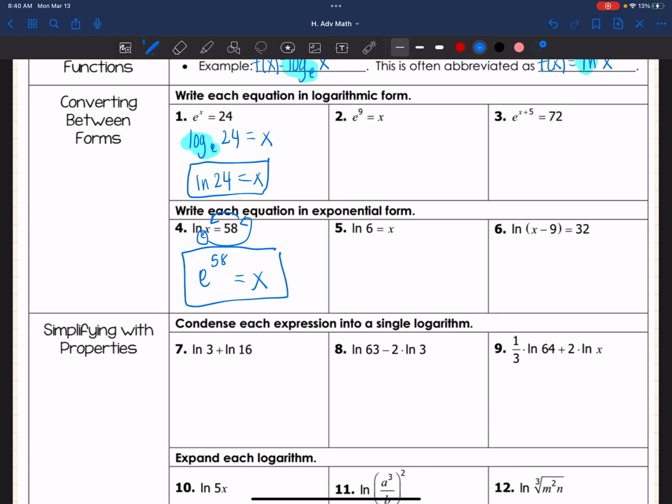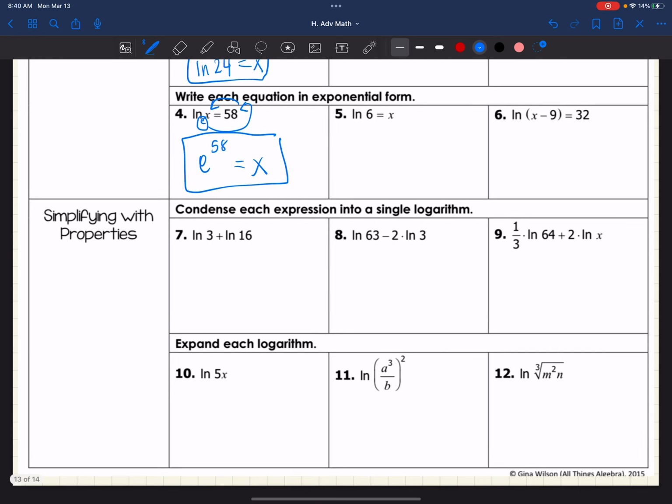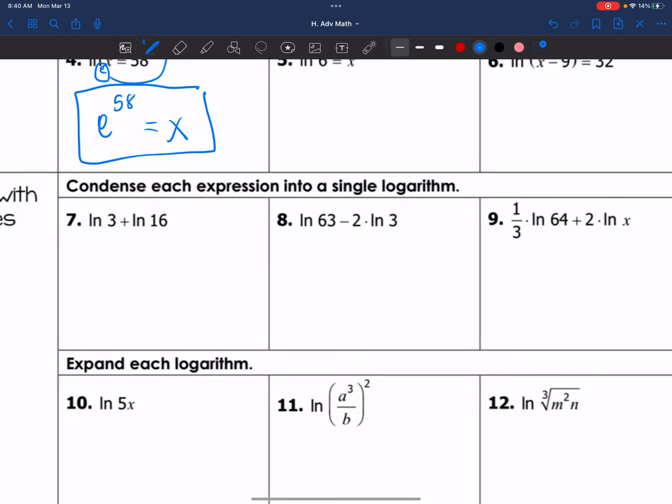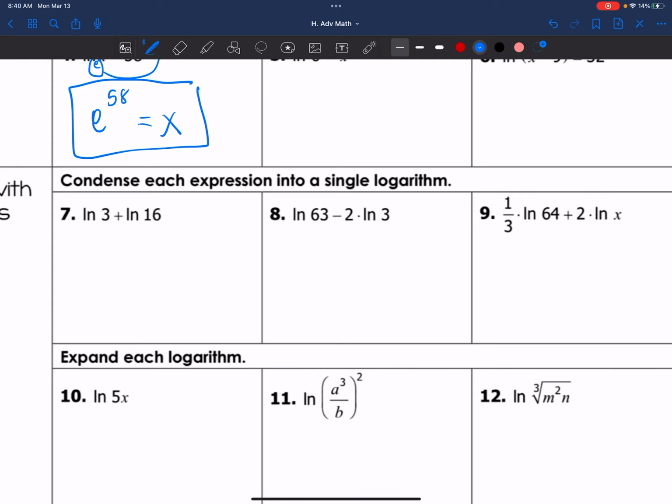So the same rules apply with the natural logs as we've already covered from regular logarithms, okay? So that's converting between forms. We can also simplify natural logs. Again, it's the same properties. You can both condense and expand them. Let's go ahead and do number 8. Let's condense this expression into a single logarithm.